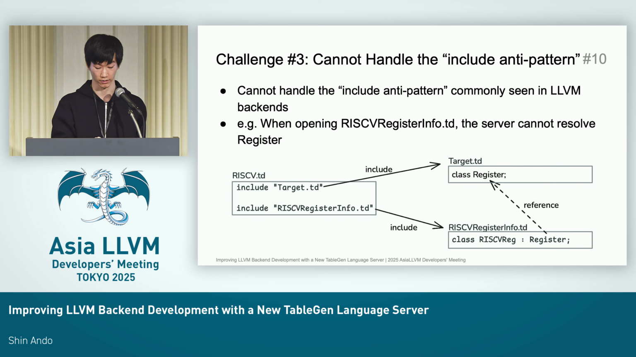Third, it cannot handle the include anti-pattern. It is a common coding pattern in LLVM backend code. Let me explain this with a figure. Imagine a scenario with 3 files. First, a file named RISCV.td that includes both Target.td and RISCVRegisterInfo.td. Target.td defines the register class, while RISCVRegisterInfo.td references this register class from a class called RISCVReg.